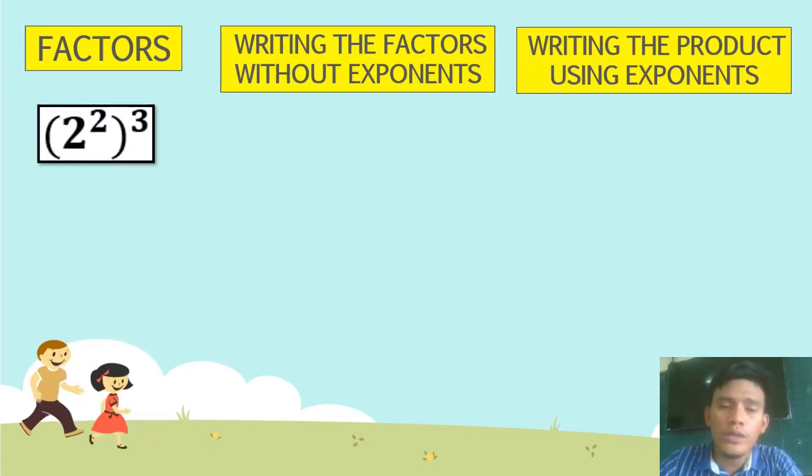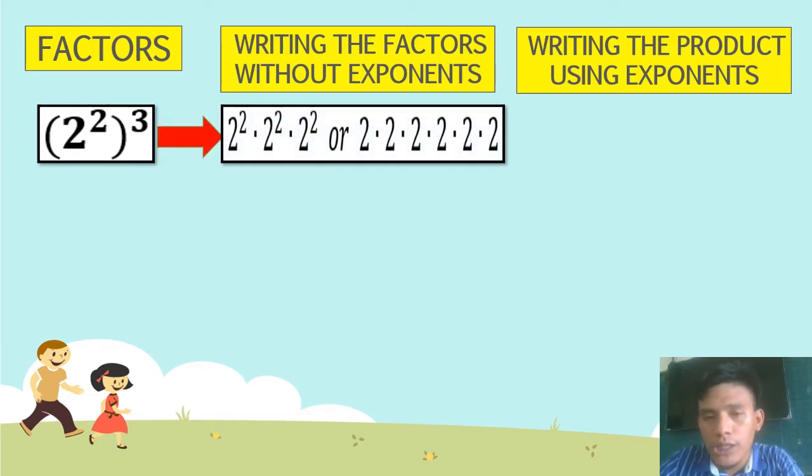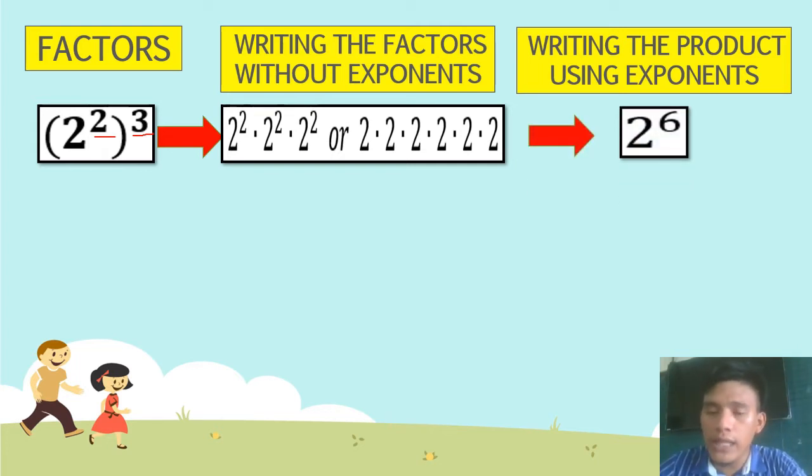Example: quantity 2 squared raised to the exponent of 3. Writing the factors without exponent: 2 squared times 2 squared times 2 squared, or 2 times 2 times 2 times 2 times 2 times 2. Using the fifth law of exponents, you multiply their exponents. So 2 times 3 is 6, and your answer is 2 raised to the exponent of 6, or when you simplify that, 64.